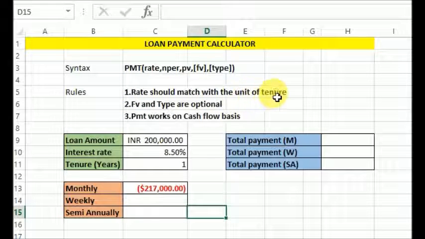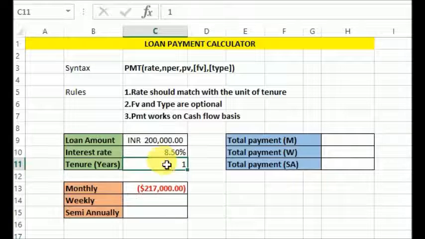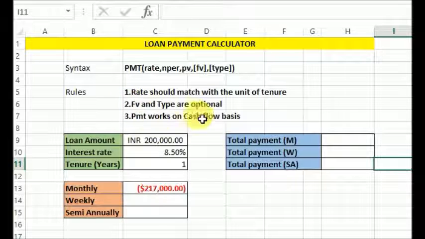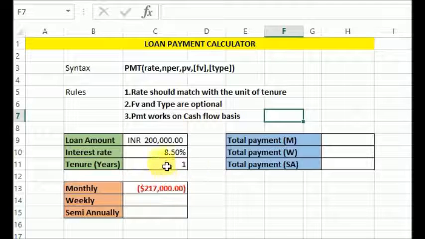Rate should match with the unit of tenure. That is, the interest rate is 8.5% per annum and the tenure is 1 year. I need monthly payment, so the interest rate and tenure don't match with monthly payment, they match with yearly payment. So for monthly payment, I should divide this rate by 12 and multiply this tenure by 12. The second rule we already saw, these are optional. Third rule, PMT works on cash flow basis, so I have to keep my present value negative.